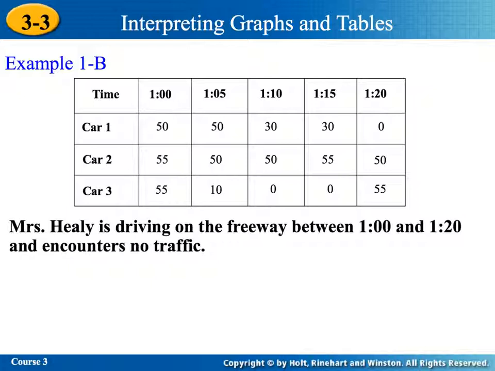All right, hopefully you said car 2, and the reason why, no traffic. You might be going up and down a little bit depending upon cars in front of you, but as you are in traffic, you're slowing down, you're speeding up constantly. So you're always moving back and forth, but you're staying around the same speed each time, and Mrs. Healy's car maintains a speed between 50 and 55 miles per hour.